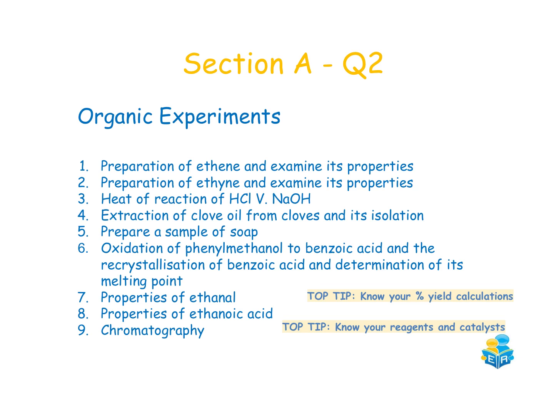The next question in section A will be question 2, and it's your organic experiments. And here we have a list of 9 organic experiments. So the first 2 are fairly handy. You've got the preparation of ethene and to examine its properties, and you've got the preparation of ethyne and to examine its properties.